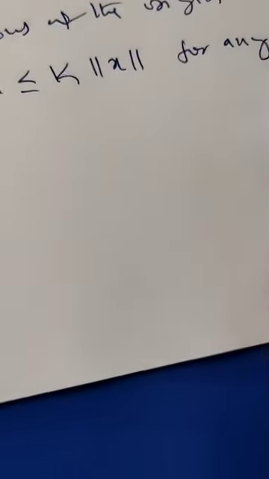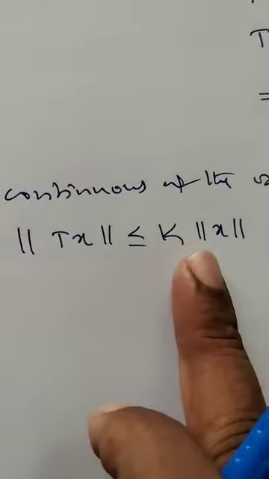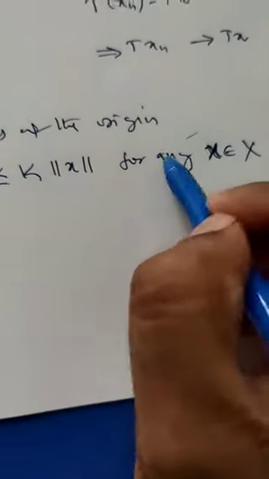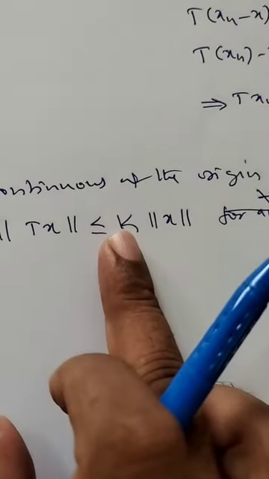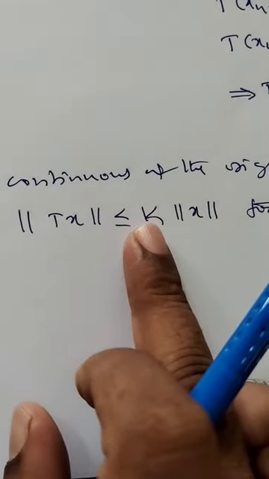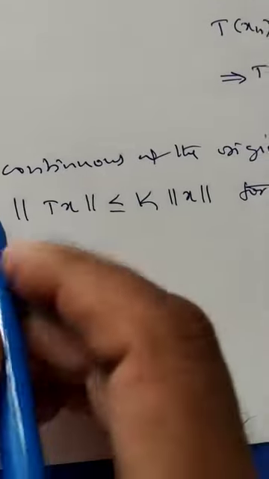For any element x belonging to X, it means we do not find such a number such that this holds for every x belonging to X, not for any, for every. There may be such a number for one or two elements, but not for all elements. Okay. Then what will happen for each positive integer n?